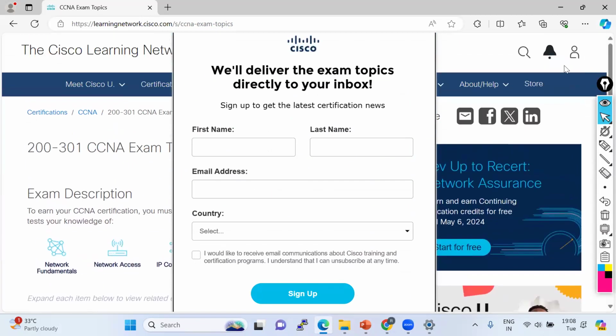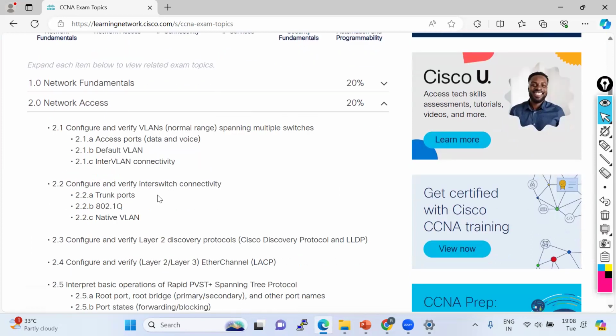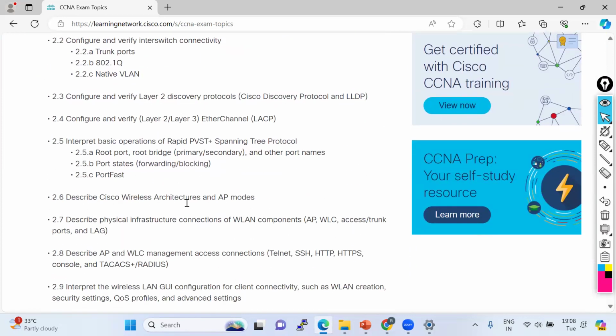It's the most important, right? You just have to know how wireless architecture is going to look. So if I go a little bit down, we are discussing wireless fundamentals right now. We also have to understand the physical infrastructure connection of the WLAN, like AP, WLC, access port, trunk port, LAG. What is the meaning of all these concepts? Also, we have to understand the AP and WLC management access connection: Telnet, SSH, HTTPS, console, TACACS, RADIUS. So we'll understand one by one, but let's first understand the architecture, and then we'll understand the AP modes.